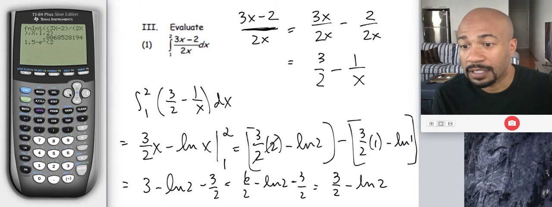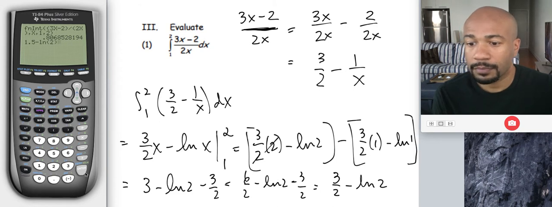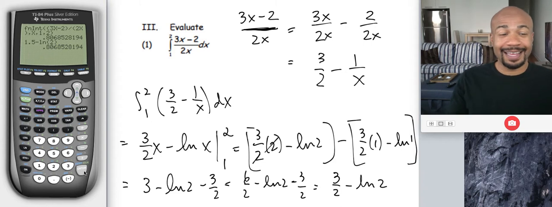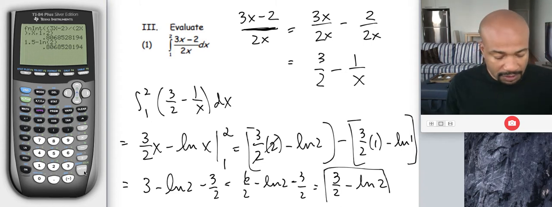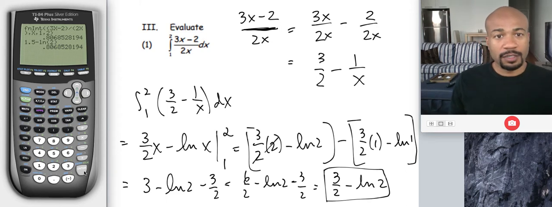Oh no, that says e. That's not what I want. Delete. Natural log of 2. It better be, boom, the same, because it is. No, that's good. All right, so that is your solution: 3/2 minus the natural log of 2.